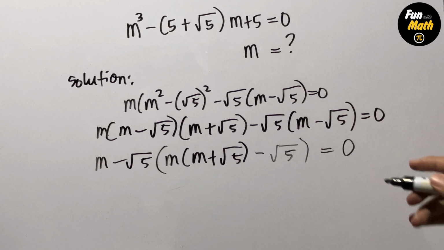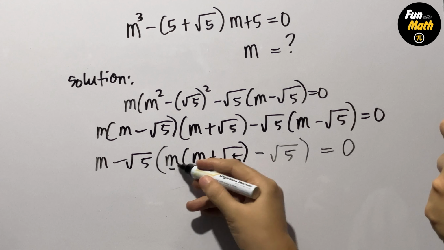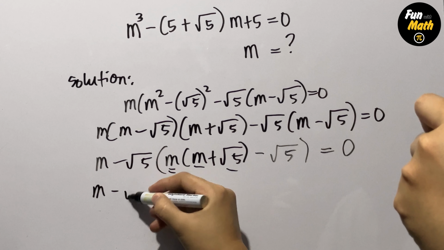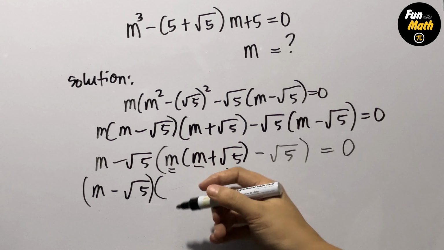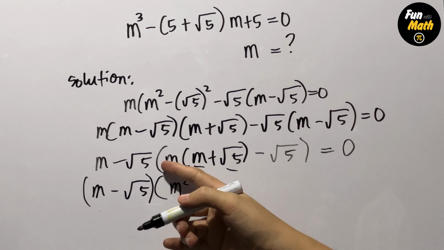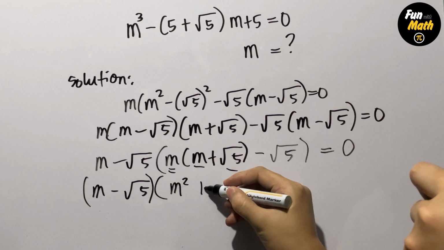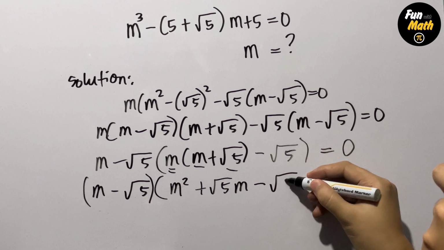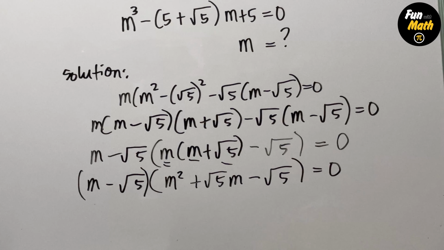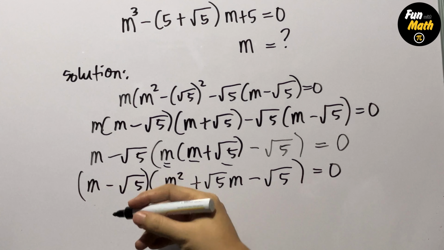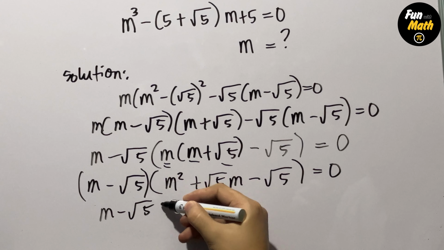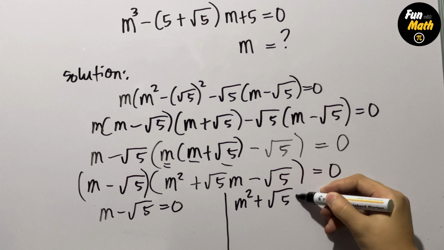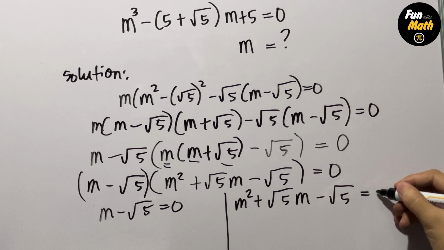equals 0. Now for this, we can multiply m times m, then m times square root of 5. So this is now m minus square root of 5 times m, that's m squared. m times square root of 5, that's plus square root of 5m. And copy minus square root of 5 equals 0. Now we can equate this into 0. First is m minus square root of 5 is equal to 0. The other one is m squared plus square root of 5m minus square root of 5 is equal to 0.